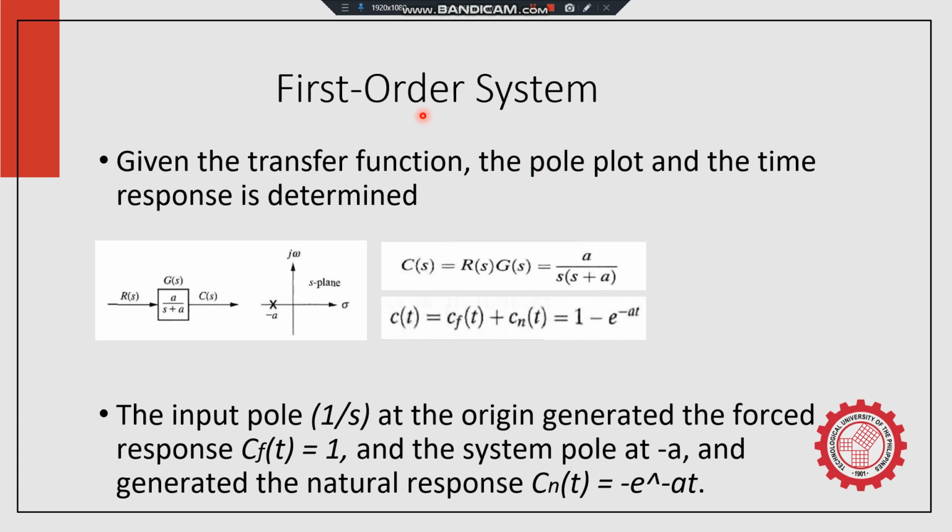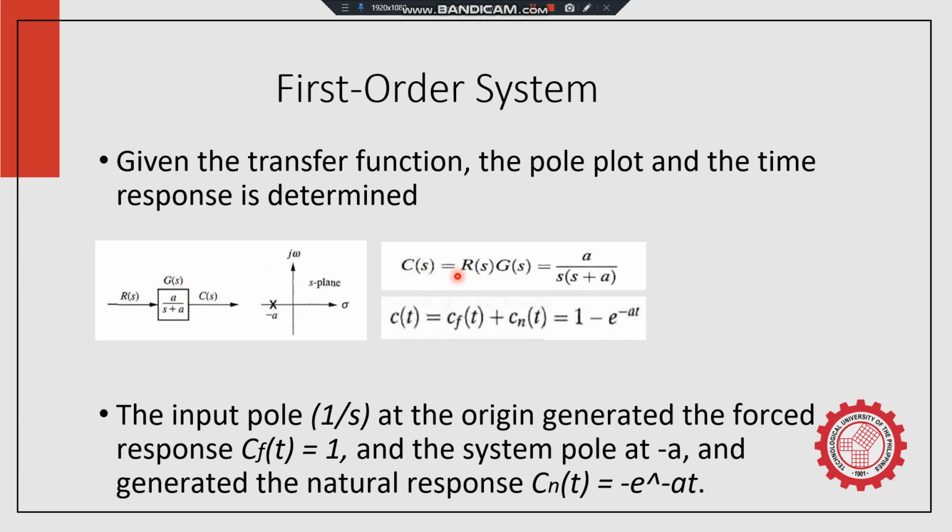So for our first order system, for example, we are given this system. The R(s) is equal to, or rather, our transfer function G(s) is a over s plus a. And the s-plane plot will be like this. Notice that we don't have a zero for this type of transfer function.